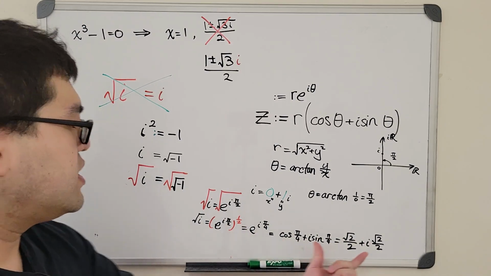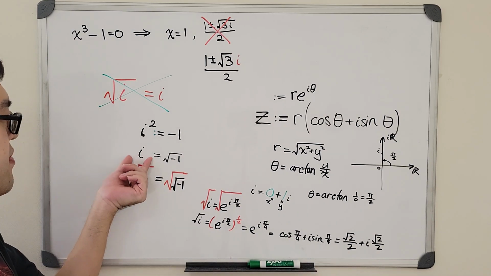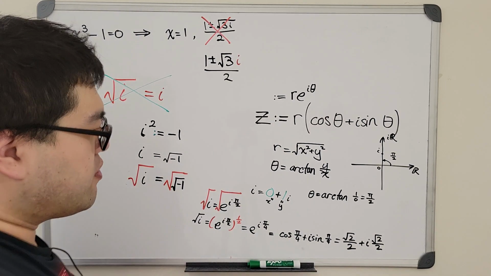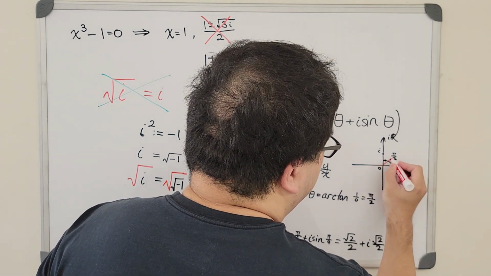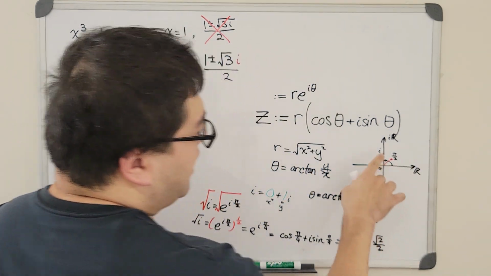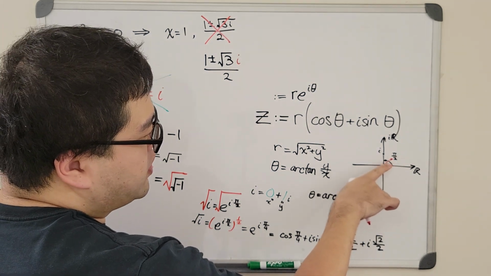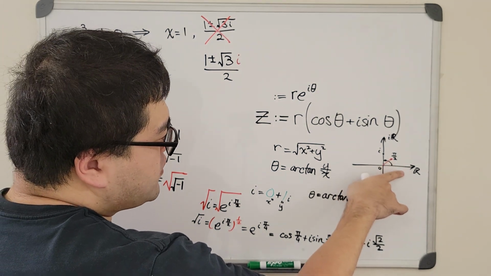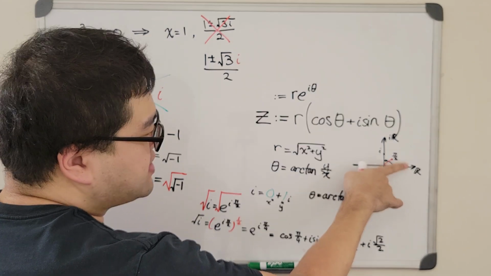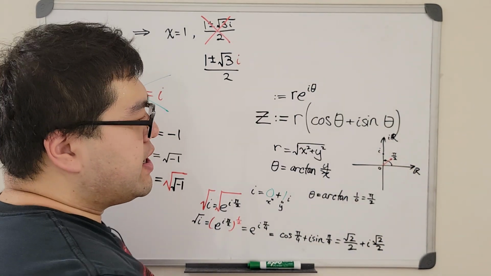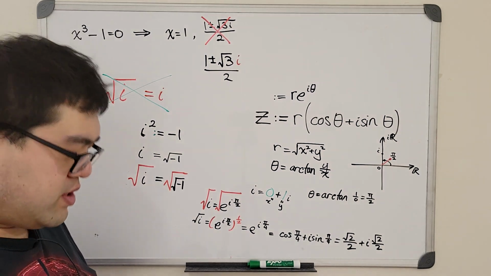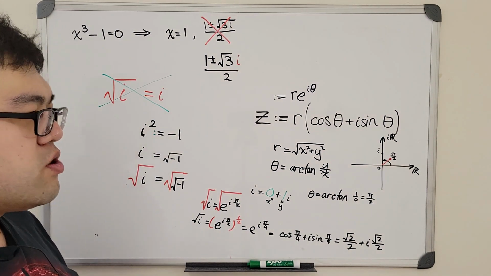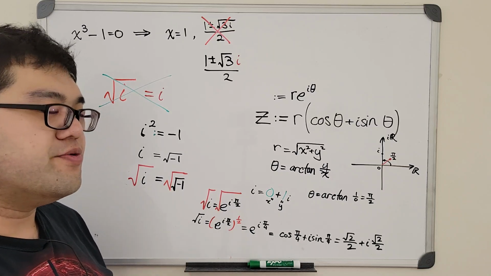And we can see that this is definitely not the same as i itself. Graphically, we get a point right here, whose angle is halfway between the horizontal axis and the vertical axis. As we can see, they're not on the same ray and they're not the same points, so those two cannot be the same value.